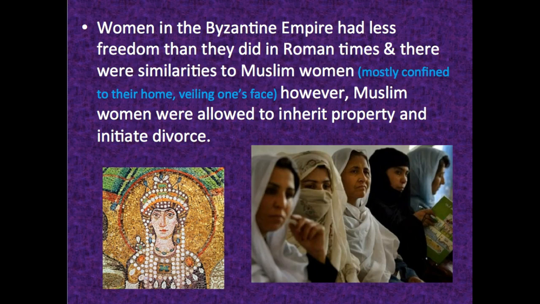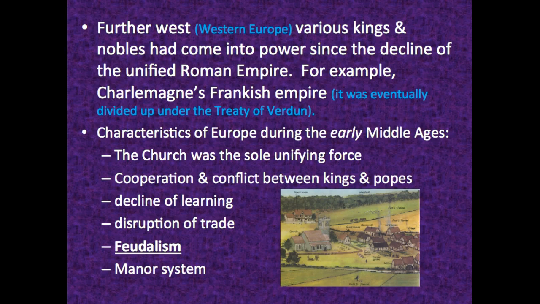Women in the Byzantine Empire have less freedom than they did during the time of the Romans. But there are similarities to Muslim women too, especially around the confinement to their home and veiling one's face. However, Muslim women were allowed to inherit property and initiate divorce, which is a bit different than what we see in Eastern Rome.